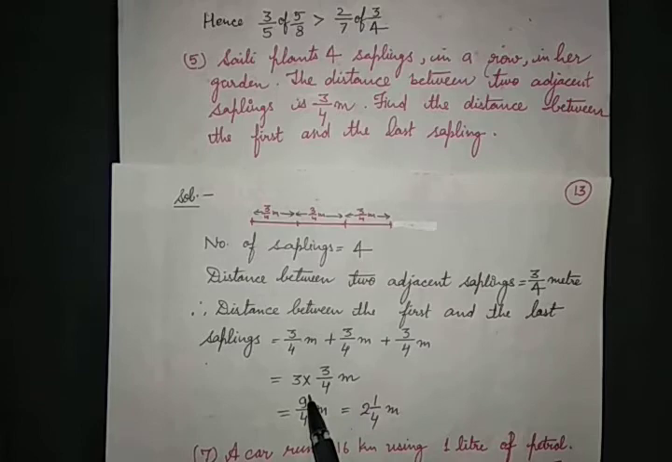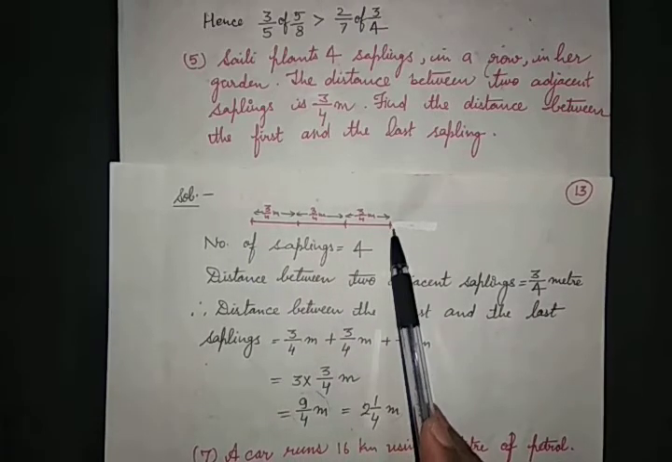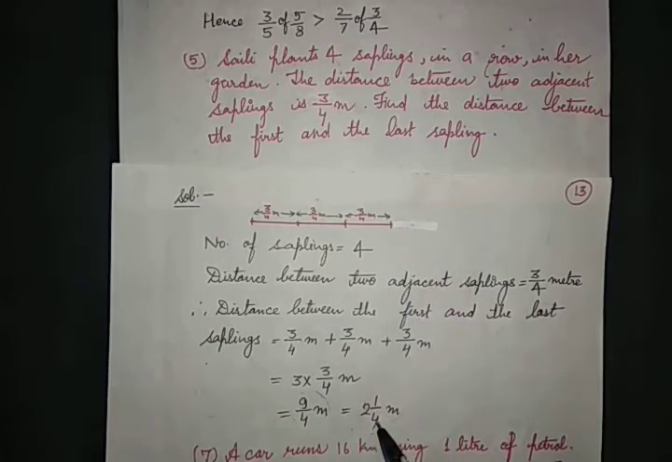Now you will solve. 3 3s are 9 and in the denominator 4. And here you can see this 9 upon 4 meter is in the form of an improper fraction. You will convert it into a mixed fraction. When you convert it into a mixed fraction, what will you get? You will get 2 whole 1 upon 4 meter. Hence the distance between the first and the last sapling is 2 whole 1 upon 4 meter.